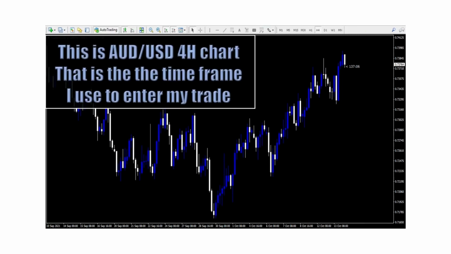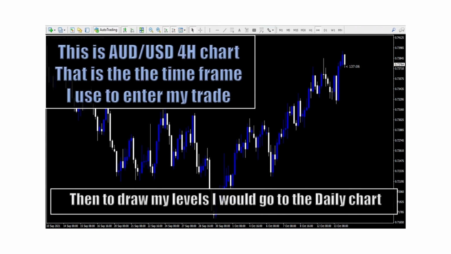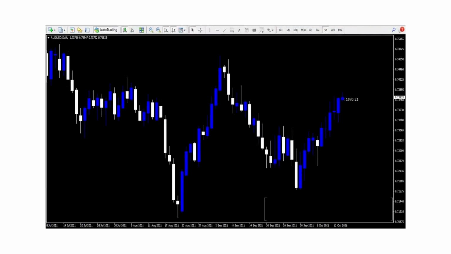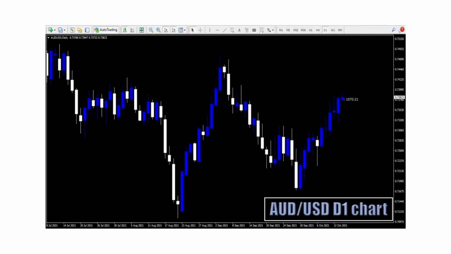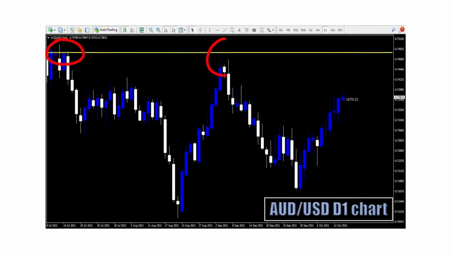This is the AUD/USD 4-hour chart, that is the time frame that I will use to enter my trade. Then, to draw my level, I would go to the daily chart. This is the AUD/USD daily chart. I place the first level on the top because there is a nice rejection on the extreme left plus one in the middle.